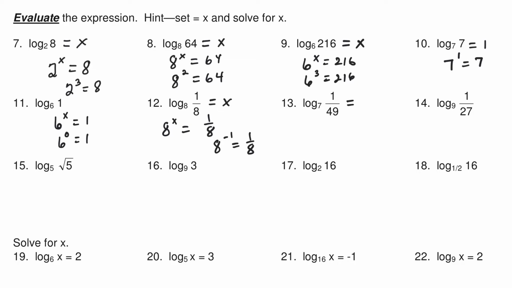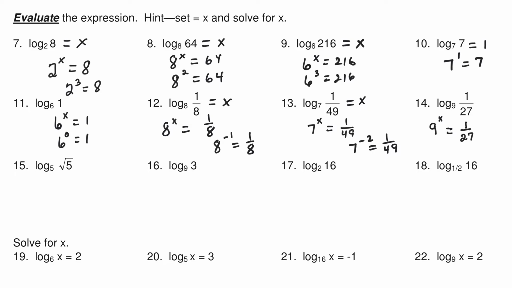Log base 7 of 1 over 49 is a power, so we have 7 raised to some power gives you 1 over 49, so we know that 7 squared gives you 49, so it's going to have to be 7 raised to the negative 2 power, which gives you 1 over 49. The next one is base 9. So we have 9 raised to some power gives you 1 over 27.